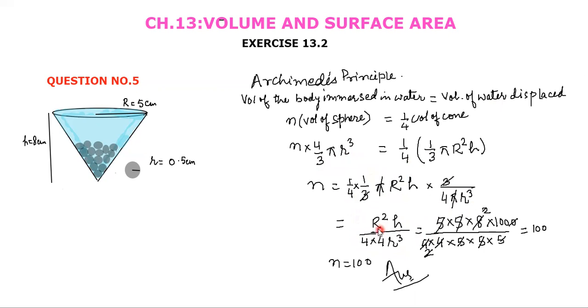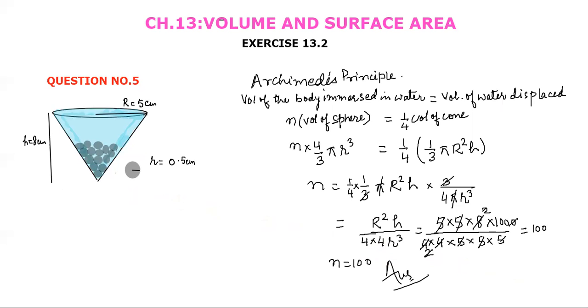Let's fill the value. This capital R is 5 centimeters, so in place of R you will write 5 and 5. In place of h you will write 8. In the denominator, in place of r you have to write 0.5. But if you remove the decimal, it will be 5 upon 10. So how many tens will you have? Because r is raised to power 3, that means 3 times 10 I have to put on the top to remove the decimal. Now I will cancel everything and I'll get that there are 100 shots dropped in the vessel.